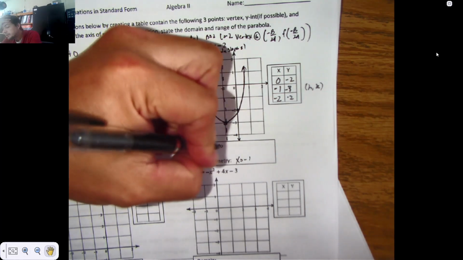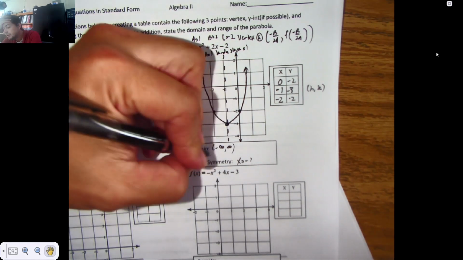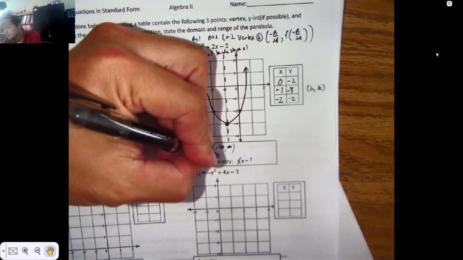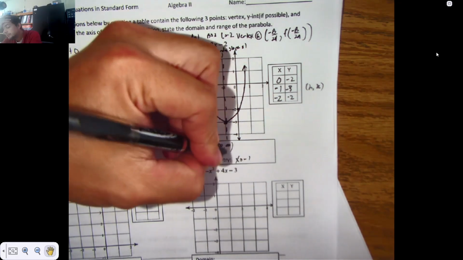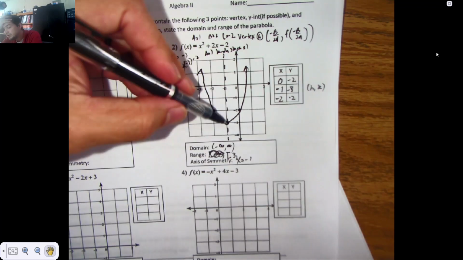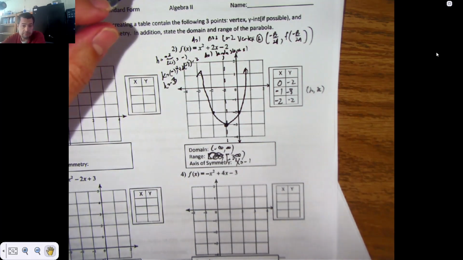Domain for any quadratic is negative infinity to infinity. The range of this one is negative 5 to infinity because it's your y values. The smallest y value is negative 5, the highest y value is infinity. Apparently I need to take a break. Let's see if I can redeem myself.